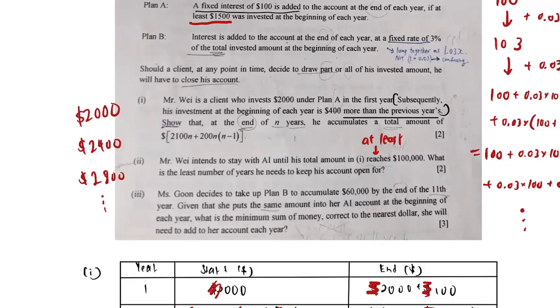Miss Goon, this smarter person, decides to take up plan B to accumulate $60,000 by the end of the 11th year. Given that she puts the same amount into her account at the beginning of each year, what is the minimum sum of money, correct to the nearest dollar, she will need to add to her account each year?